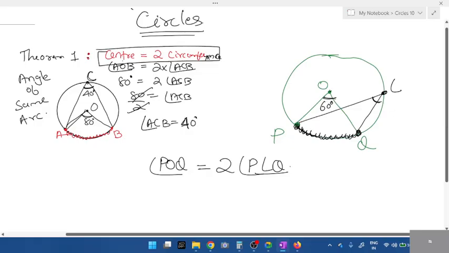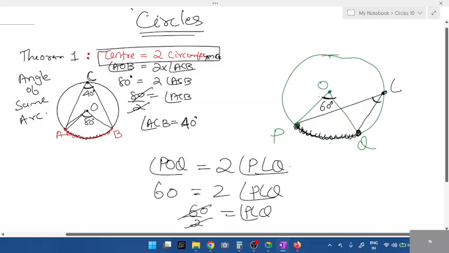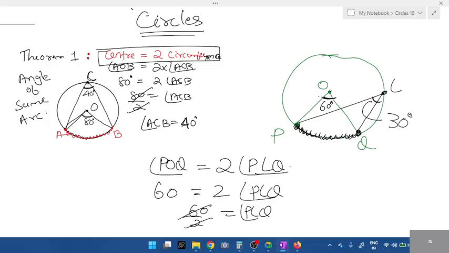Center is double. Center is always greater. Double. So L will be half of it, right? L should be how much? Let us substitute in the equation. What is POQ value? POQ is how much? 60 is equal to 2 times PLQ. If you want to find PLQ, what happens to 2? It goes down. Answer: 30 degrees. Remember, center is always greater. Center is equal to 2 times circumference.